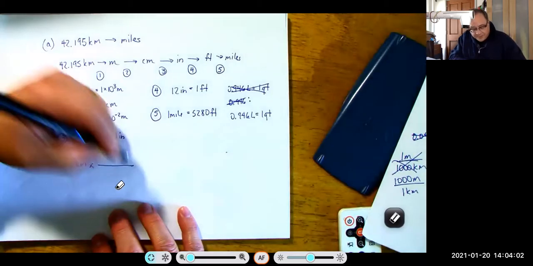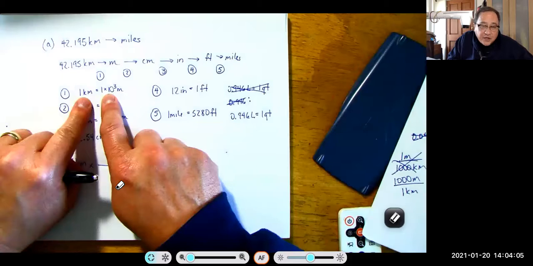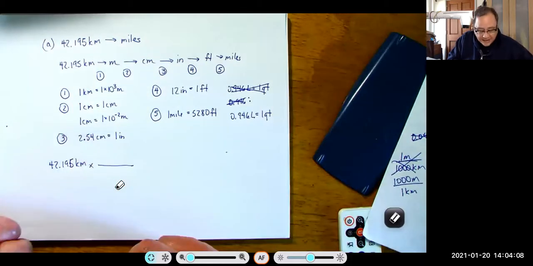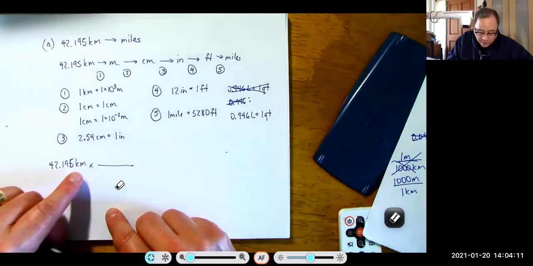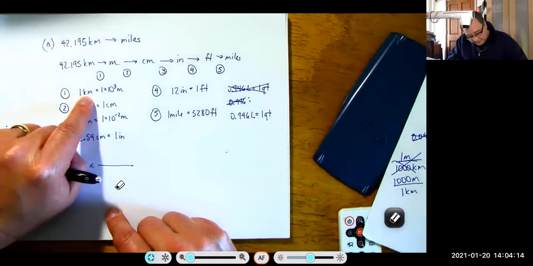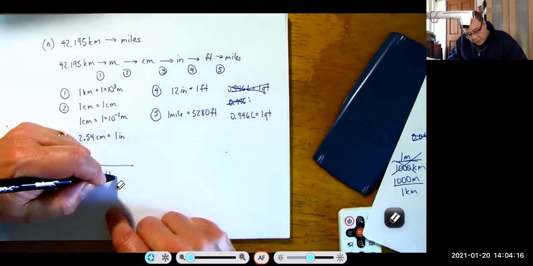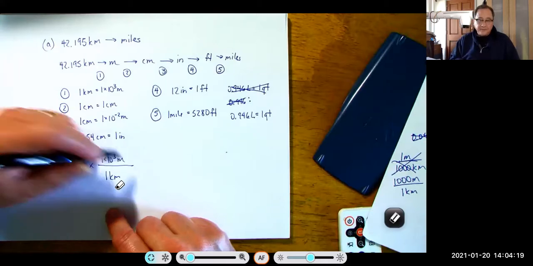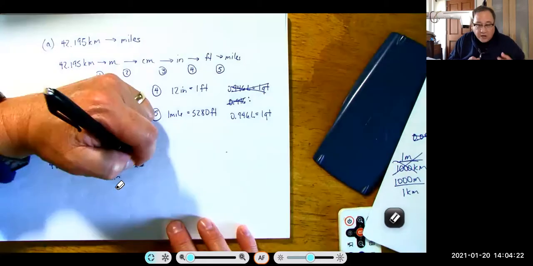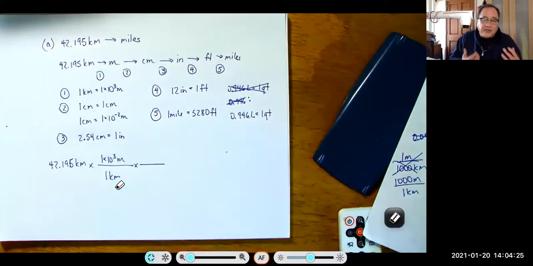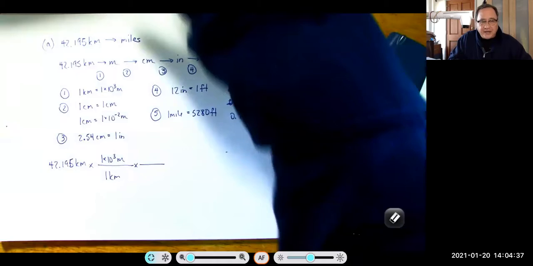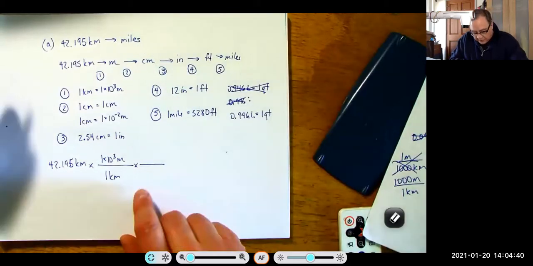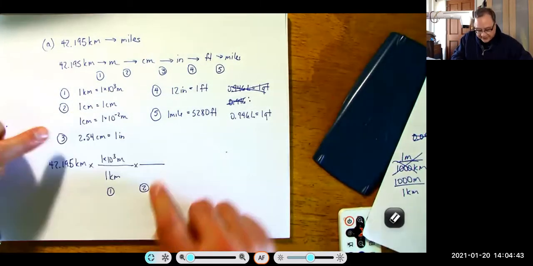And for number 1, I don't need to write the conversion factors. There's another way to use these. I can simply say, I want to cancel kilometer. So I'm going to put 1 kilometer on the bottom, and I'm going to put 1 times 10 to the third on top. That is what I call, and other people call, dimensional analysis. Some people call it unit conversion. So I'm trying to cancel units that I don't like and introduce units that I do like.